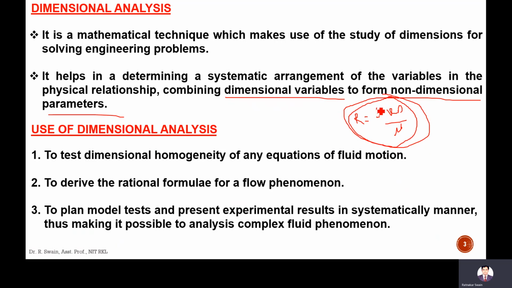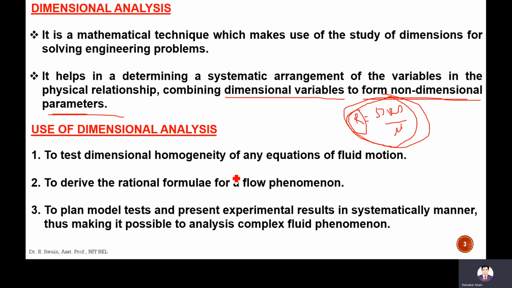For example, let's say you are going to determine the expression for R, the Reynolds number. We knew that R depends upon the density, velocity, and dynamic viscosity. That we must know before doing this analysis. The variables on which R depends, we should know. Then, using these variables, we can form non-dimensional parameters. Then we can develop a relationship.